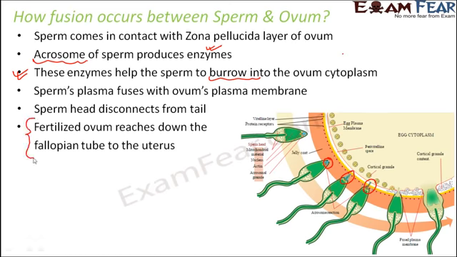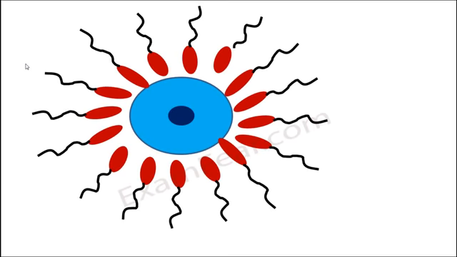Now, as soon as the sperm head enters inside the cytoplasm of the ovum, we say that the egg is fertilized, because now both of them are inside the same cytoplasm. The nucleus of the sperm will fuse with the nucleus of the ovum, and fertilization will take place. So basically here the acrosome plays a very important role, because the enzymes present in the acrosome help the sperm to burrow in, or to hydrolyze the membranes of the egg. So this is how the sperm enters into the ovum.